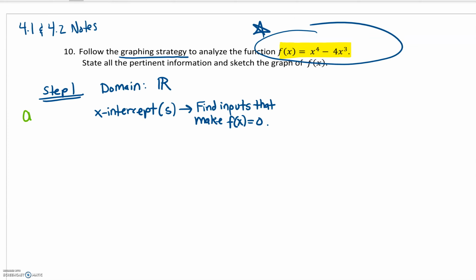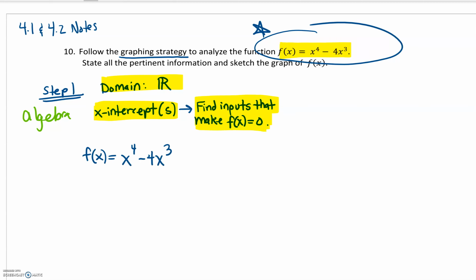Okay, step 1, this is the algebra step. We know the domain of a polynomial is all real numbers, and we need to find the intercepts. Let's start with the x-intercept or intercepts. There might be more than one. To find that, we need to find inputs that make the output of the function equal to 0. Well, we have the function rule, so I just need to set that equal to 0 and solve for x.